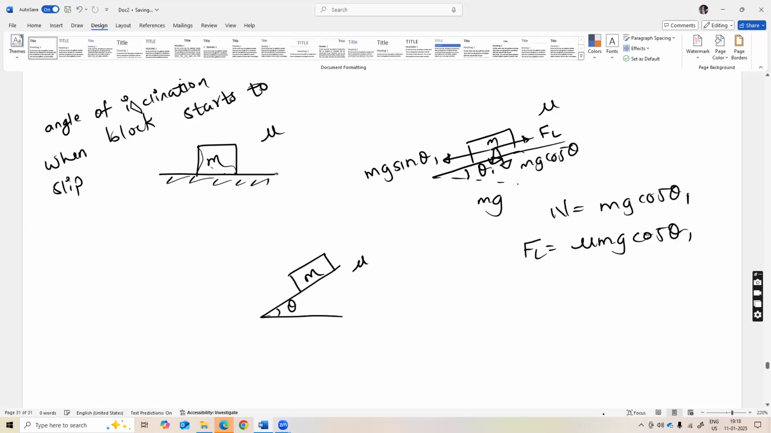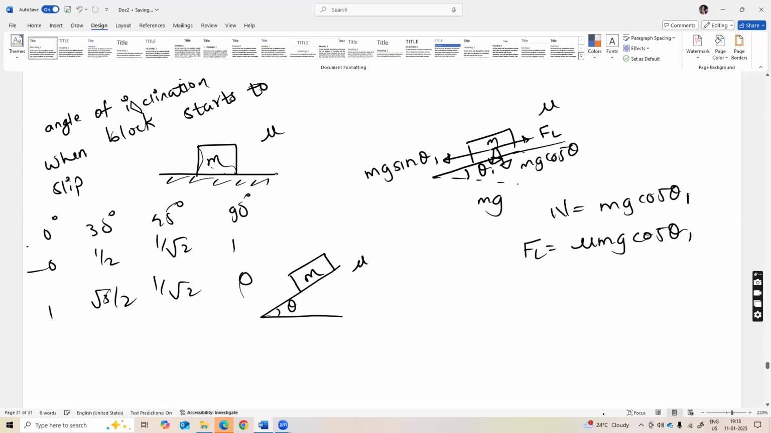But as you keep on increasing this, here it is sin theta 1. If you start increasing theta from 0 towards 90, sine theta will increase, and the frictional force has cos theta 1, so if you go from 0 to 90, cos theta will decrease. Is it clear? Yes, sir. You know that sine 0 is 0, sine 30 is 1 by 2, sine 45 is 1 by root 2, and sine 90 is 1. Similarly, cos 0 is 1, cos 30 is root 3 by 2, cos 45 is 1 by root 2, and cos 90 is 0. So from 0 to 90, sine of the angle is increasing, and cos of the angle is decreasing.